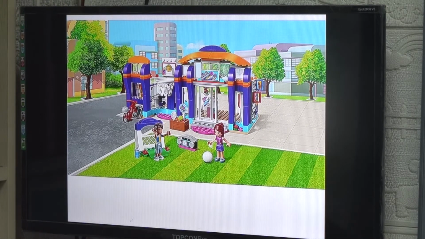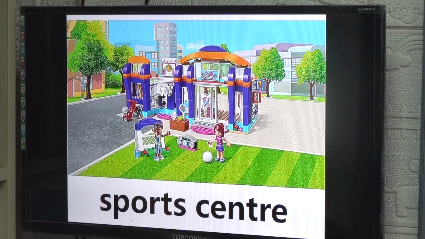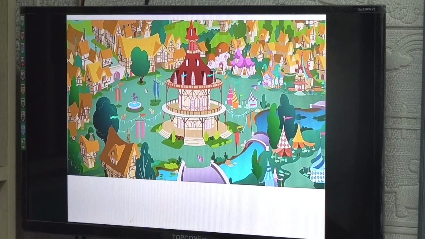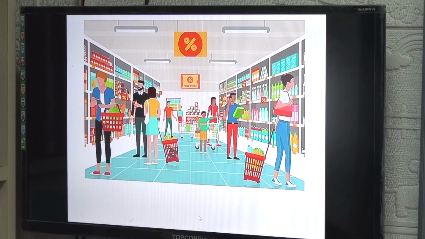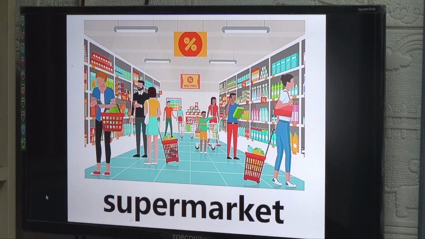Next one we have a sports center, where you can play lots of different sports. Let's spell SPORTS CENTRE. Sports center. And here we have a square. Let's spell SQUARE. Square. So here square is a place. Here we go, we have a supermarket. Let's spell supermarket.